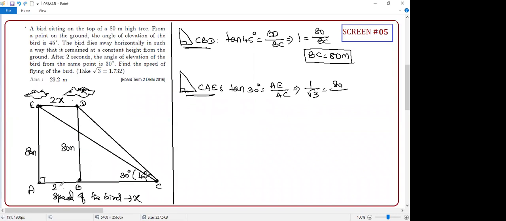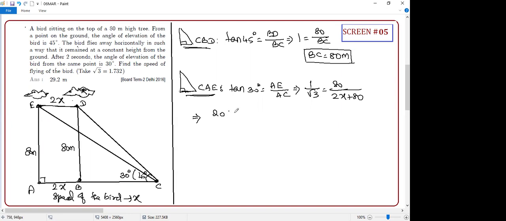AB is what? 2x. So 2x plus 80. Agree with me or not, everyone? Guys, the magic you see here, this is one equation, only one variable. Hereafter what? Pure algebra. Am I right or not, everyone?